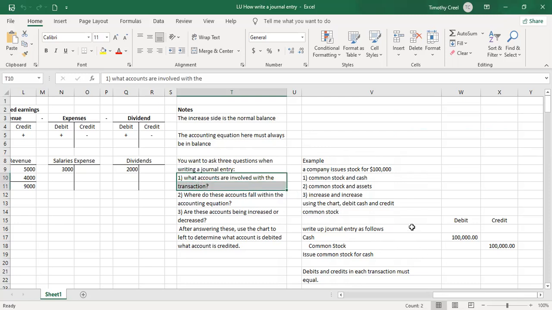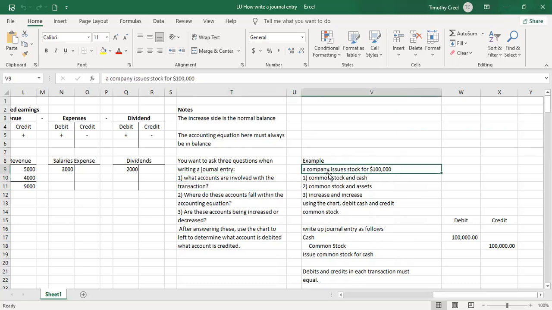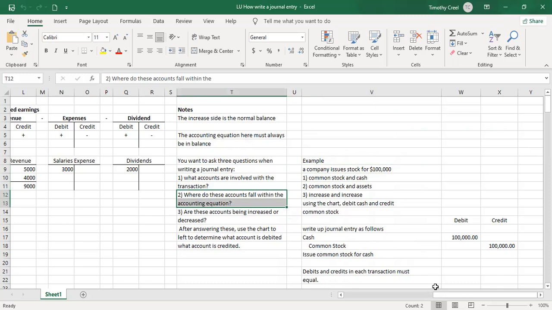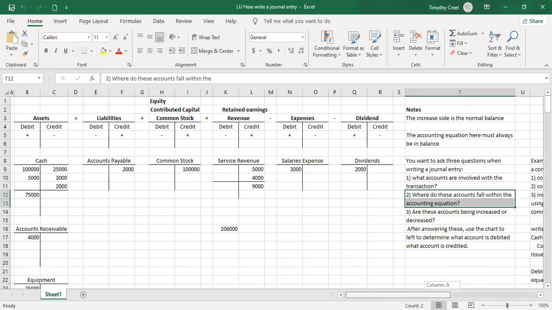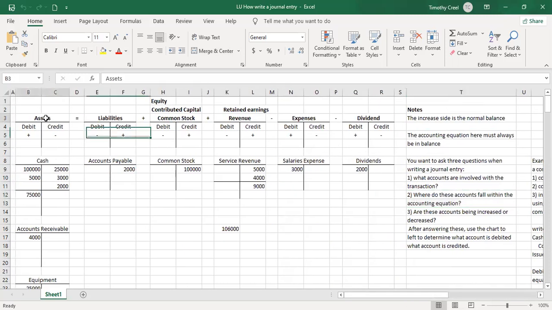One is, what accounts are involved with the transaction? If you were looking at this transaction, you would say that a company issues stock for $100,000 cash, so the accounts involved are common stock and cash. Next, where do these accounts fall within the accounting equation? So again, you'd go over here and cash would be an asset, and common stock, of course, would fall under the common stock. So where does it fall amongst these six T accounts?